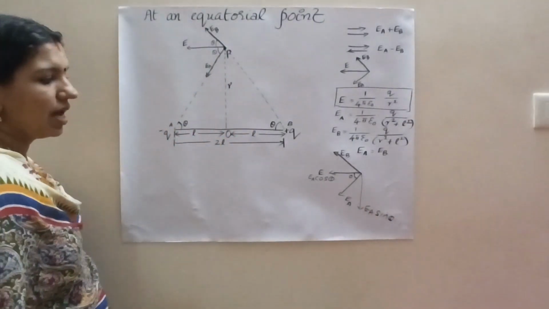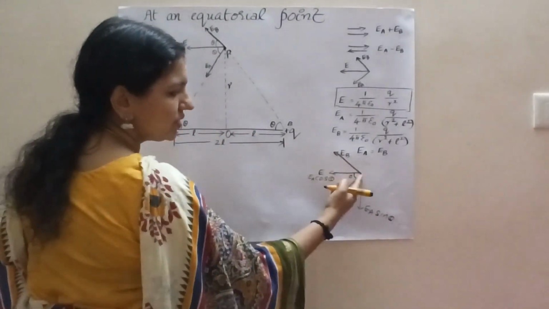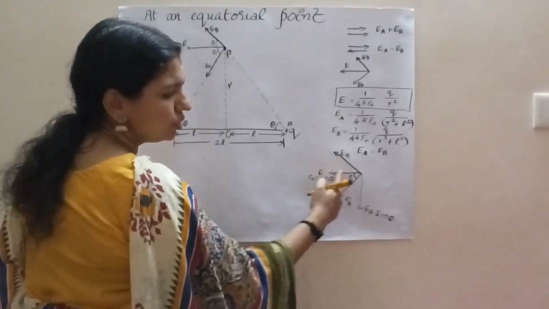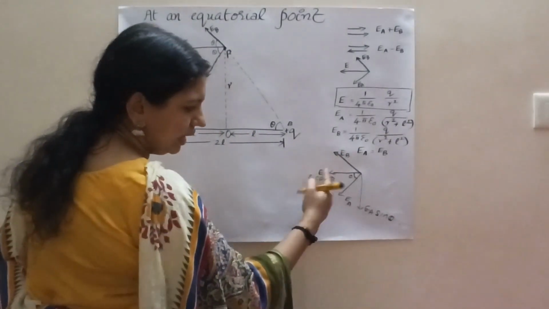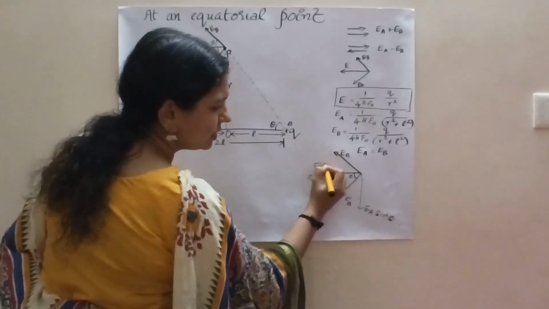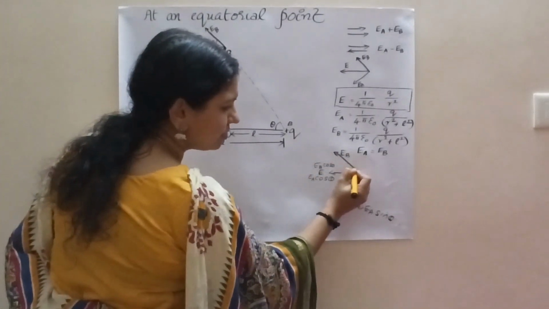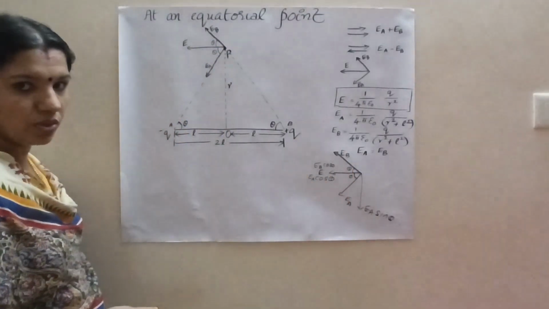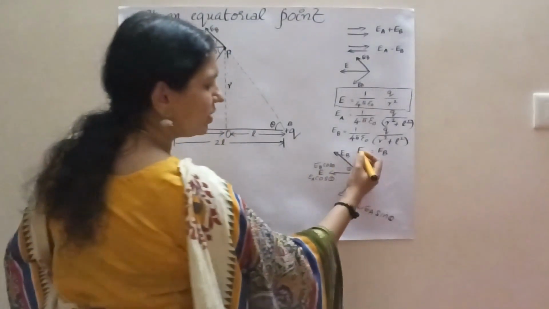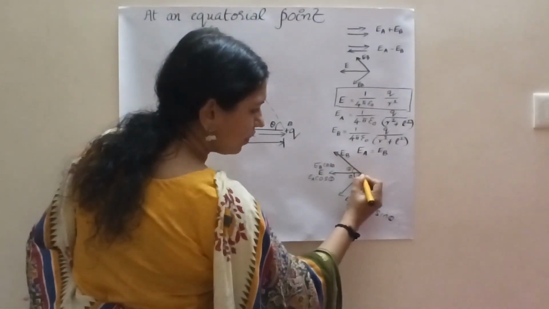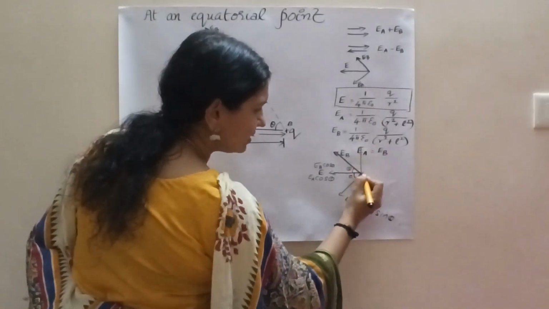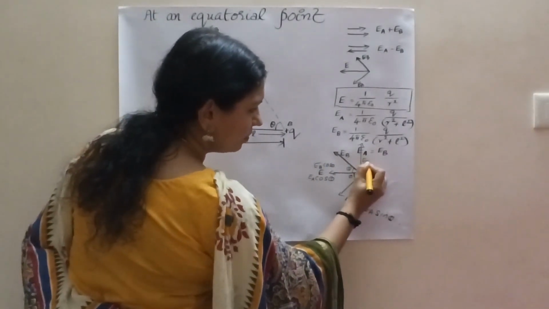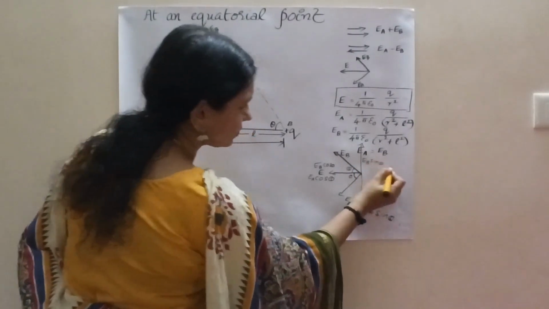Studied in plus 1 classes. Here also this EB gets resolved into two. Which are they? EB cos theta, this is a horizontal component. Here it is making an angle. The side to which it makes an angle will be the horizontal component. Then the opposite will be the vertical component. So the vertical component goes like this, that is EB sin theta.